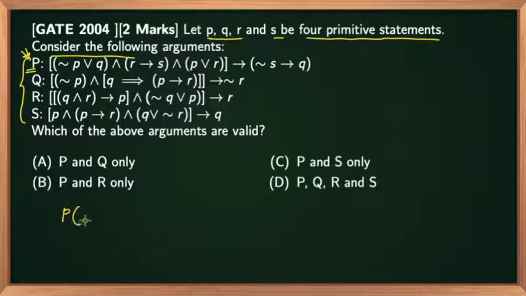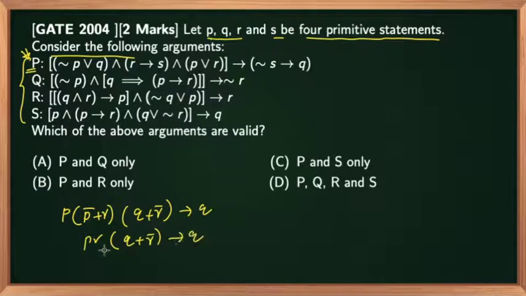So let me see S. So that is P into P bar plus R into Q plus R bar implies Q, right? So P R into Q plus R bar implies Q. So here if you multiply this, it will be P R Q implies Q. One thing you should understand is that this should be a tautology, because if this portion is true, definitely this portion will be true, right? Because this portion will be true only if P, R and Q are true, then you cannot make this false. Okay, so anyway, you can continue if you want.